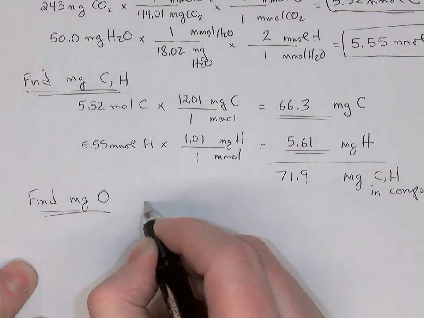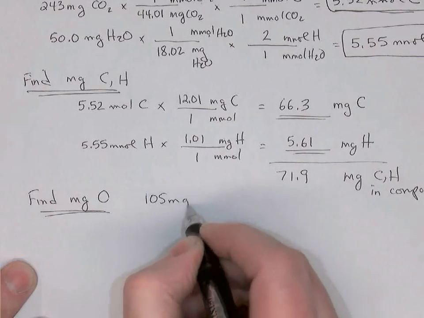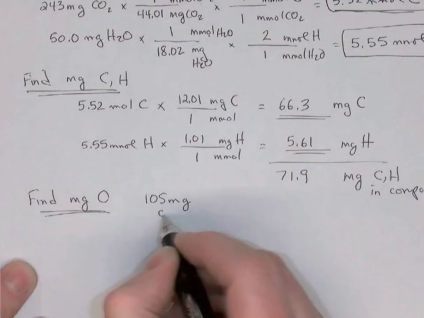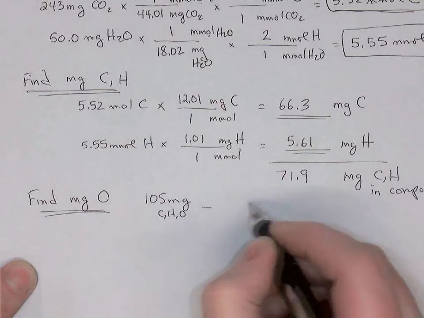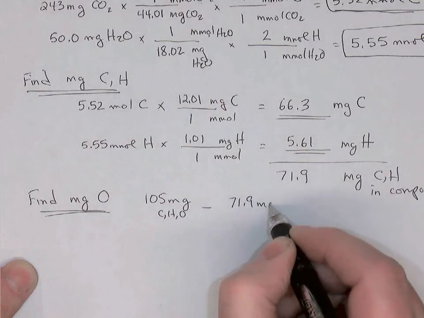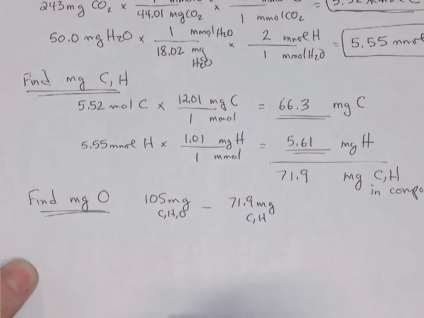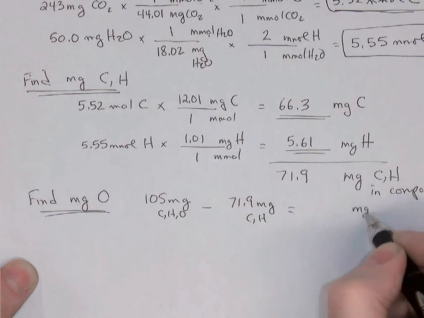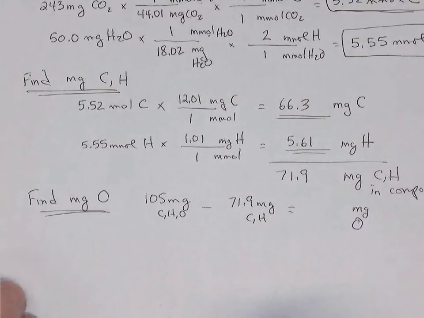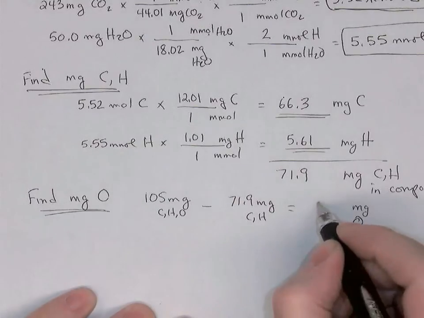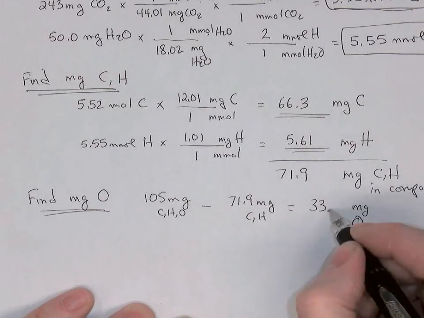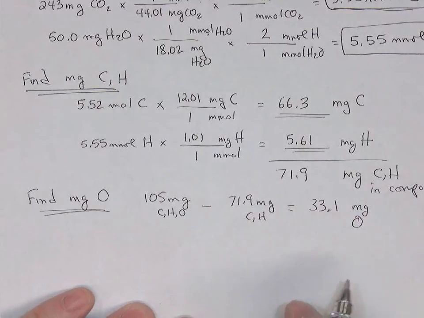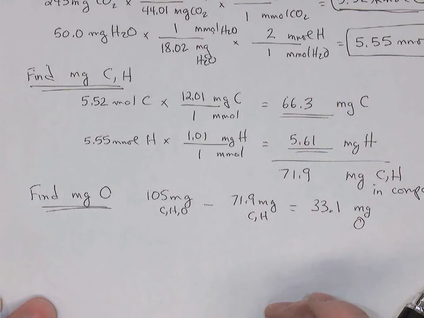If we take the mass of the compound, 105 milligrams, I'm going to just represent this as C, H, and O. The compound was made of those three elements. And we subtract 71.9 milligrams, which was carbon and hydrogen. What's going to be left is the milligrams of oxygen that were in the compound. So 105, take away 71.9, leaves me with 33. Now technically I should just say 33 because there's no decimal places in 105, but I'll keep one extra significant digit, 33.1 milligrams of oxygen.